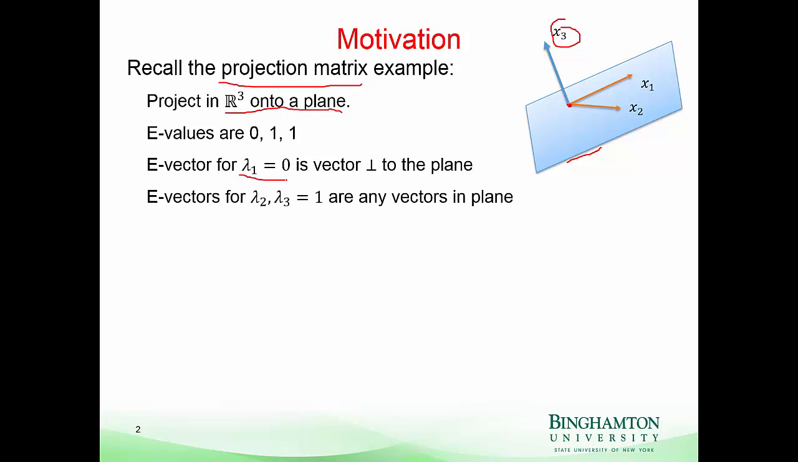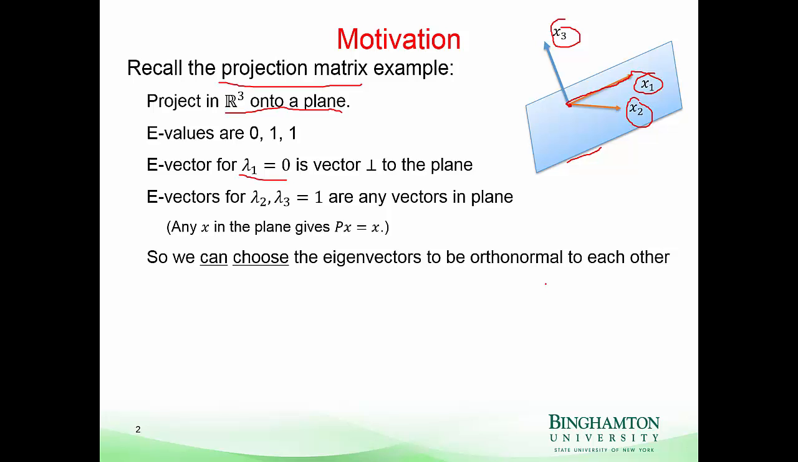Now for the other two eigenvectors, we can actually pick any two vectors that lie in the plane of projection. So here we're showing x1 and x2. So why are those eigenvectors? Well, if I apply the projection to those, the projection is the original vector. So x1 gets projected to x1, x2 gets projected to x2. In fact, any vector in the projection plane just gets projected to itself. So that's why the eigenvalue is 1, and that's why anything in that plane is an eigenvector.